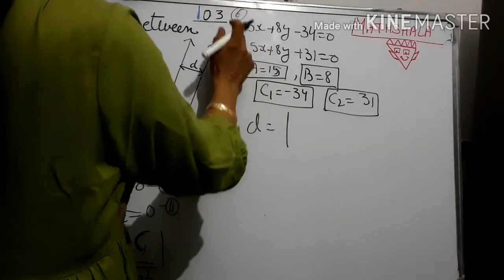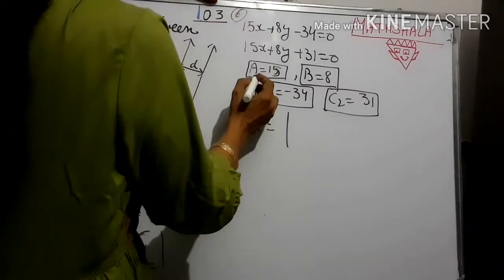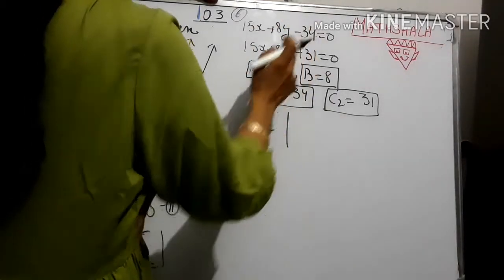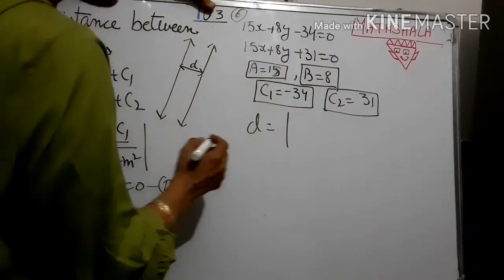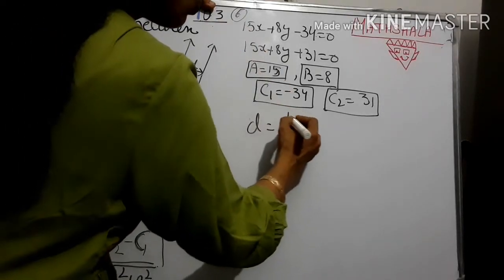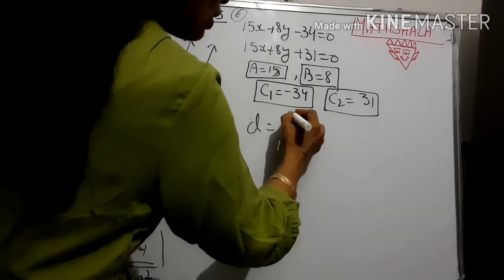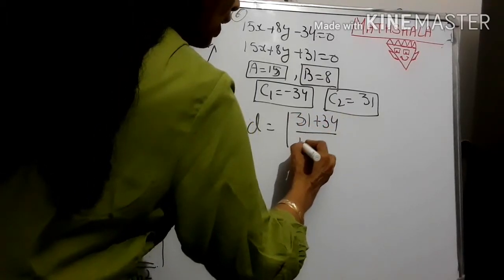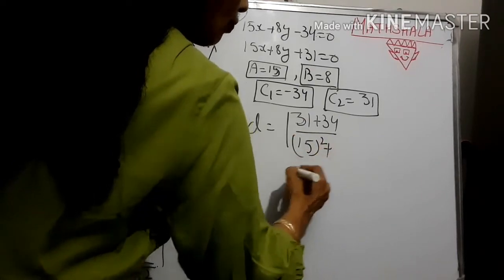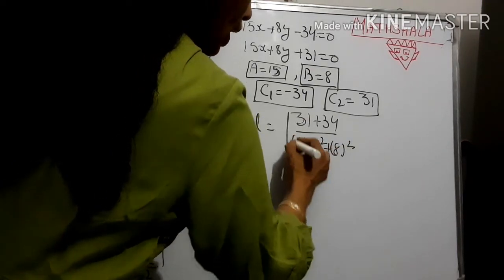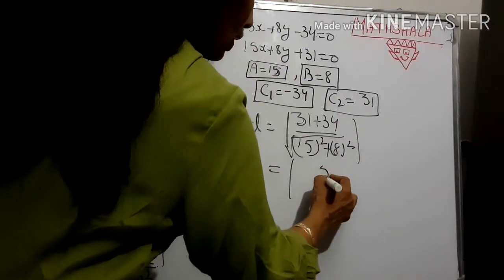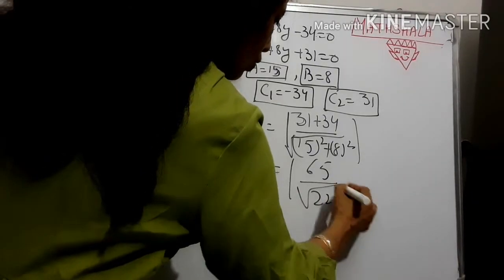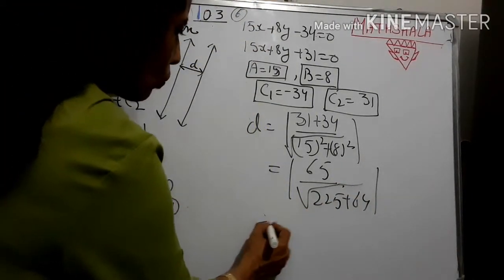So we have question number 6. Find the distance between these two parallel lines. नजर आ रहा है? So we have already written what is A 15, what is B 8, what is C1 minus 34, what is C2, it is 31. So find the distance between these two. It is C1 minus C2, so minus minus plus, divided by square root of a square, that is 15 square, plus b square. So what we are getting, it is 65, it is 225 plus 64 and the result becomes equal to 60.